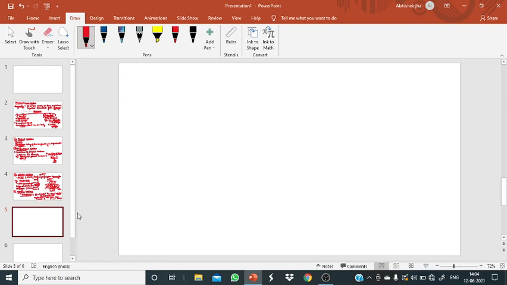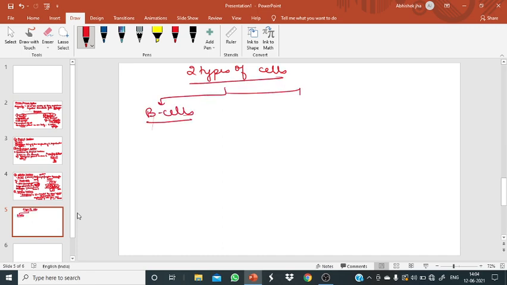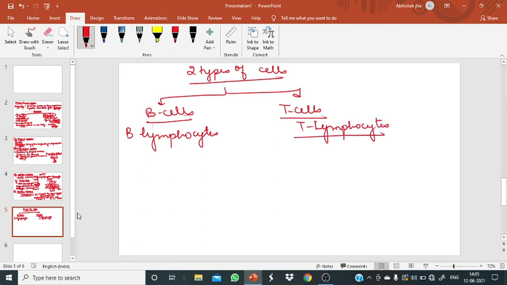Acquired immunity is made by two types of cells. One is the B cells, another is the T cells. B cells are also called B lymphocytes and T cells are also called T lymphocytes. They are a type of WBC only. T cells are again of two types, T helper cells and T cytotoxic cells.